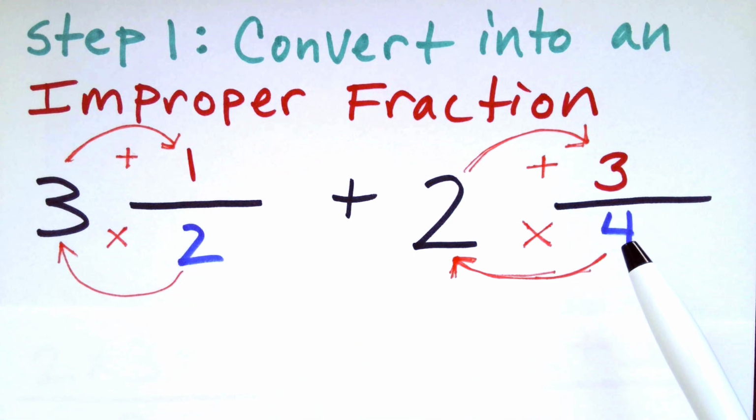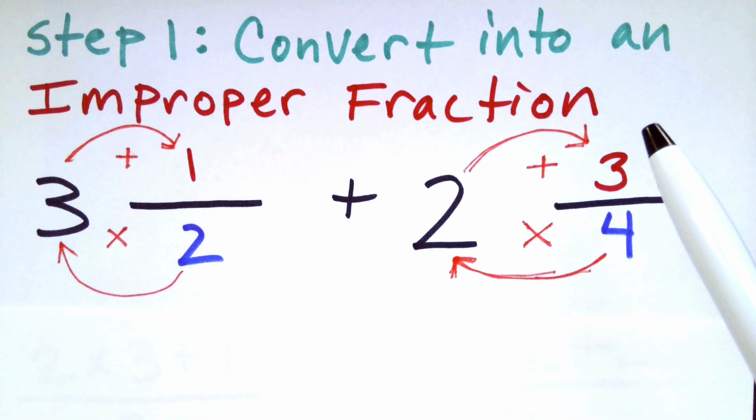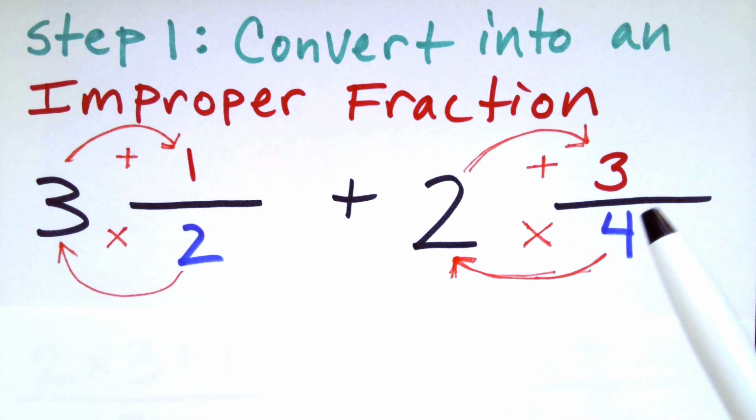So for 2 3/4, to convert it to an improper fraction, remember improper fractions are top-heavy fractions. You multiply 4 times the whole number. 4 times 2 is 8. And then you add the numerator: 9, 10, 11. So 11/4 will be 2 3/4 converted into an improper fraction.